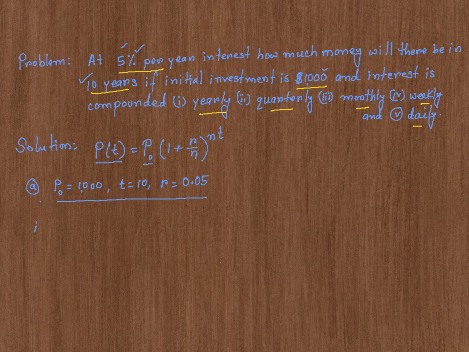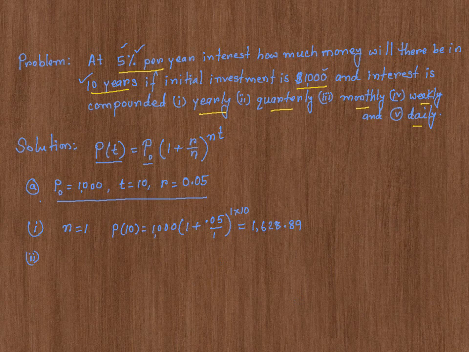In part 1 you are collecting interest yearly, so your N is going to be just 1. So in that case your P of 10 is going to be P naught, 1,000, times 1 plus 0.05 over 1, to the power N times T, N is 1 times 10. If I simplify this, I get about 1628.89.